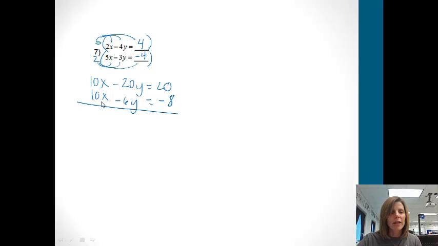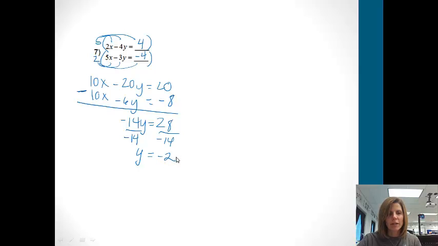All right, now I'm ready. I have to ask myself the question, should I add or subtract? 10x plus 10x will not eliminate, but 10x minus 10x will. So 10x minus 10x is nothing. Negative 20 minus negative 6 is negative 14. And then 20 minus negative 8 is 28. Whoops, I forgot my y. We'll now divide both sides by negative 14. And we'll get y is equal to negative 2.